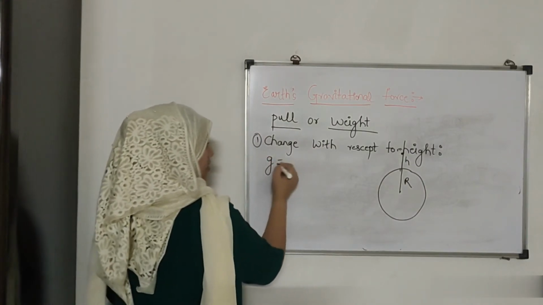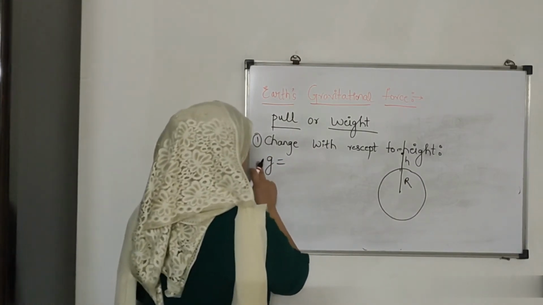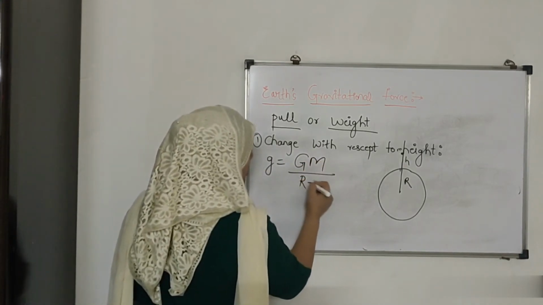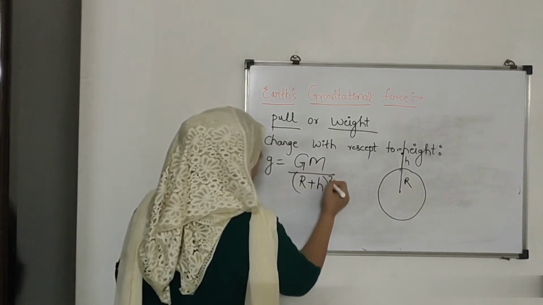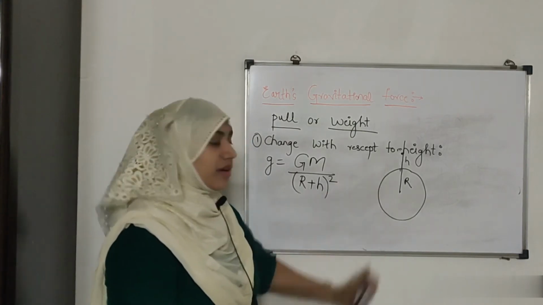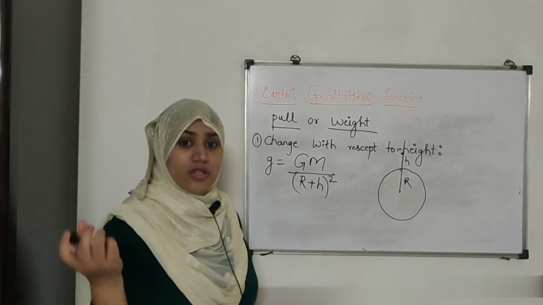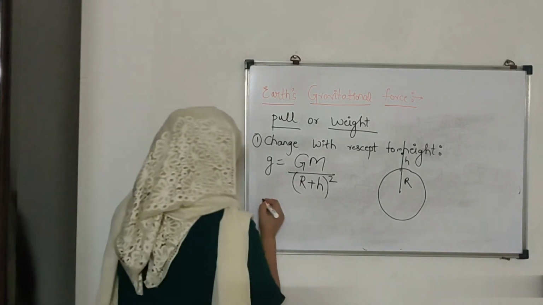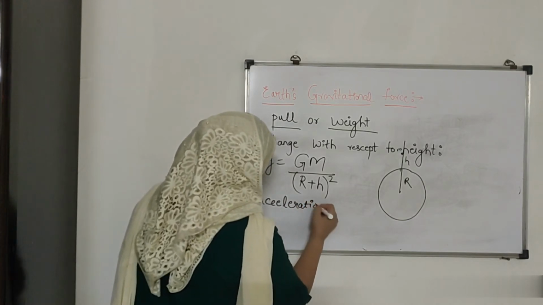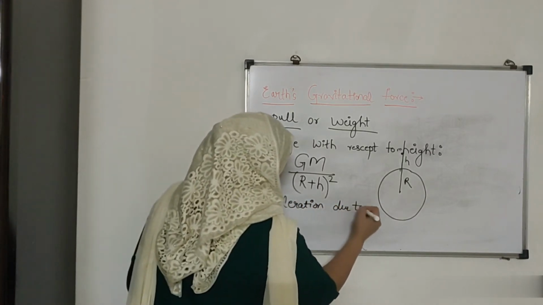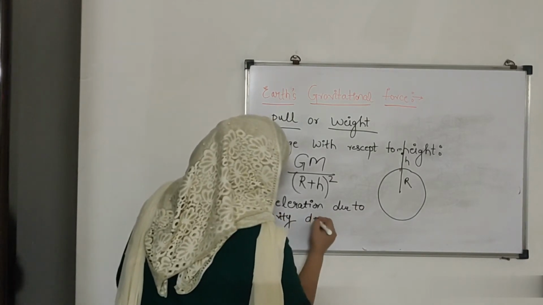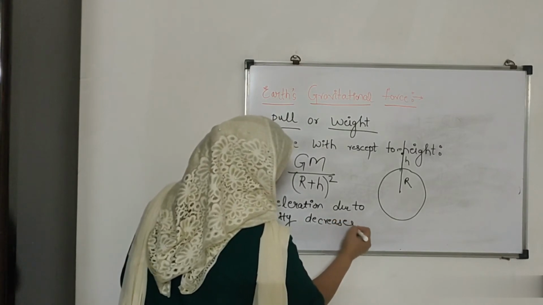So what does my acceleration due to gravity become? G M upon, instead of r, now I'm going to take (r plus h) the whole square. So this means what? As you are going above the earth, the gravitational force decreases. So acceleration due to gravity decreases above the earth.